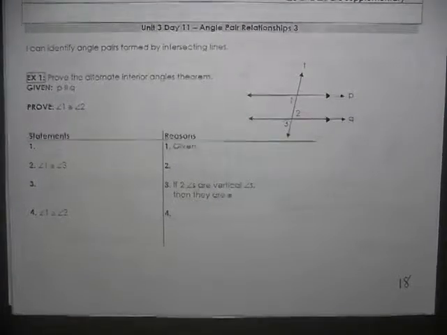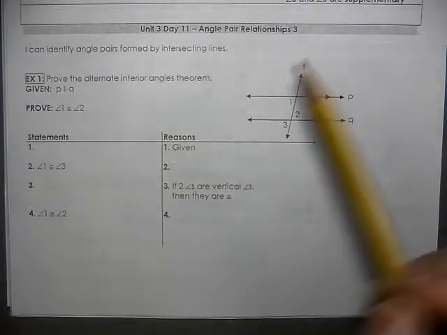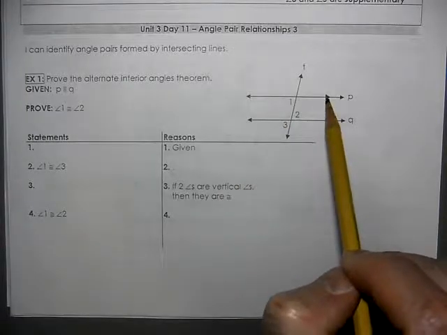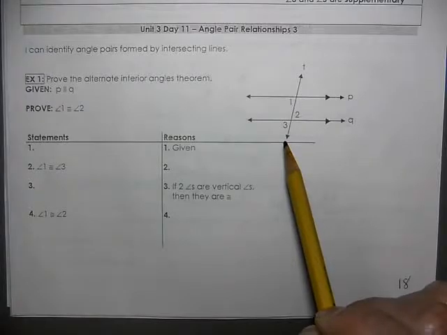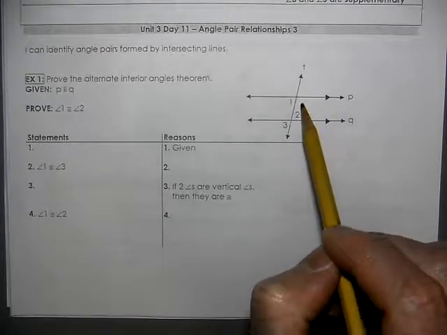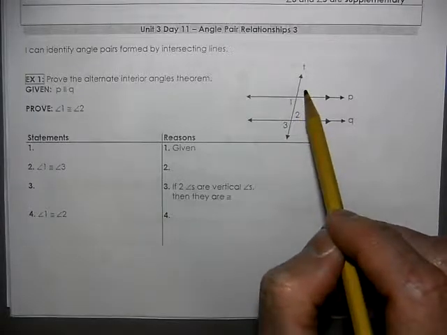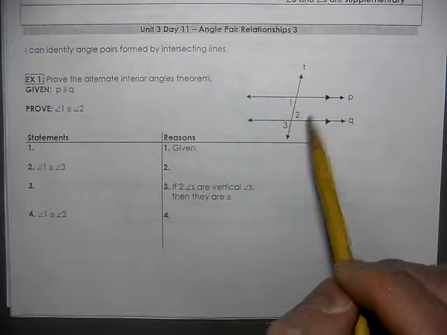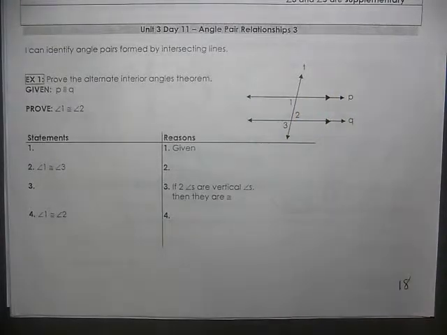This is geometry. This is day 11, angle pairs relationships 3. We're going to be working with the information we learned in the past: if you have two lines parallel, then alternate interior angles are congruent. We also learned that consecutive interior angles are supplementary. Corresponding angles are congruent if two lines are parallel. And then, of course, alternate exterior angles are congruent. Those are all found in our previous notes.